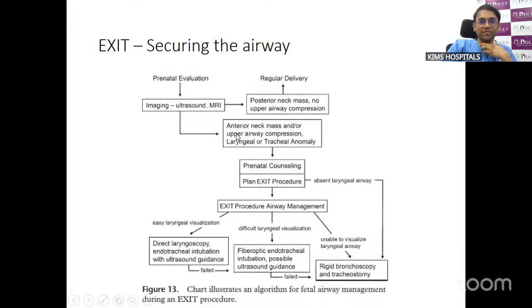If you have an anterior neck mass, or if you anticipate any upper airway compression, or laryngeal or tracheal anomalies where we need to establish the airway immediately, we need proper prenatal counseling, involve the neonatologists, ENT doctors, pediatric surgeons, gastroenterologists and anesthetists, and plan the EXIT procedure. For airway management, if the larynx is easily visualized after giving anesthesia and relaxants, endotracheal intubation should be done after direct laryngoscopy. We can use ultrasound guidance also. If that fails, or if you have a difficult laryngeal evaluation, you can do fiber optic endotracheal intubation under ultrasound guidance. If you are unable to visualize the larynx anyway, then rigid bronchoscopy, and you can also go straight to tracheostomy.